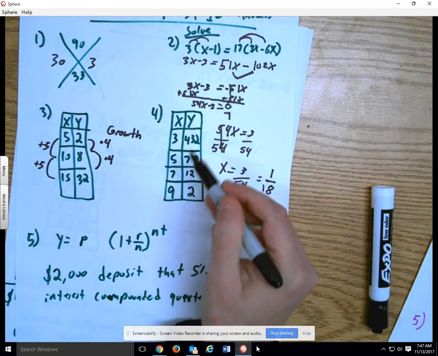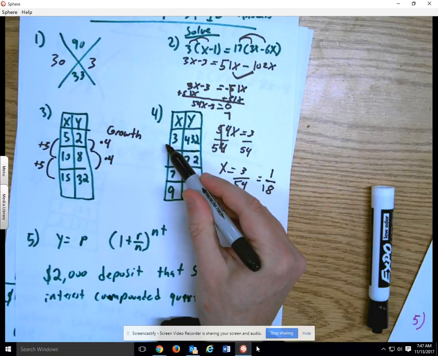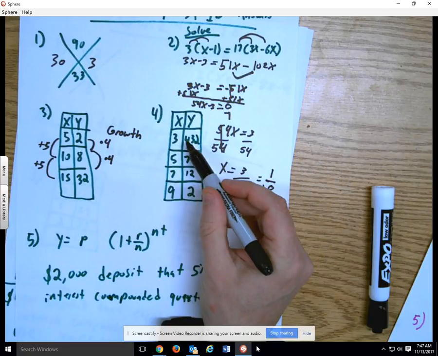Okay, so look at this one here. What's happening on the x side? Let's go to, oh, sorry, didn't mean to call names. Let's go to this side right here. What's happening on the x side here?